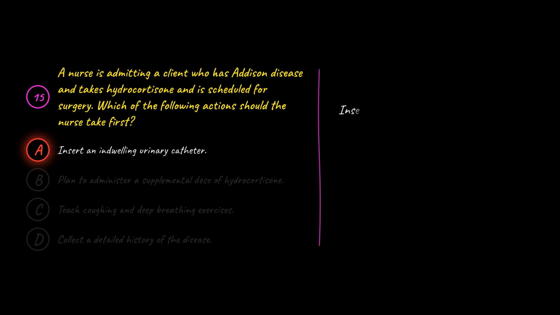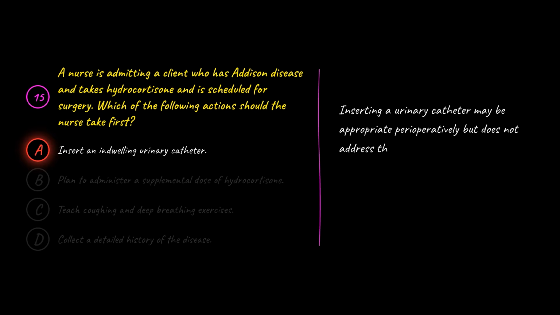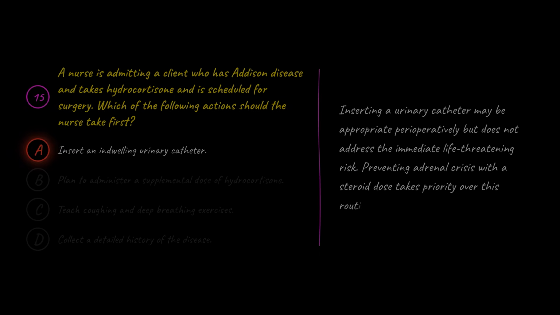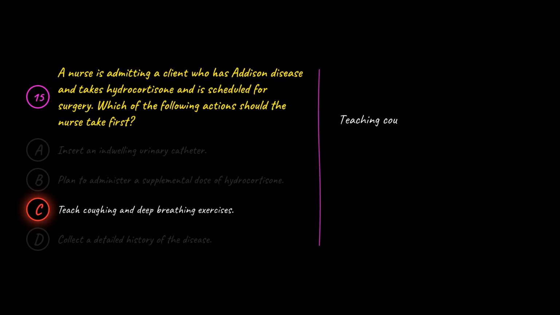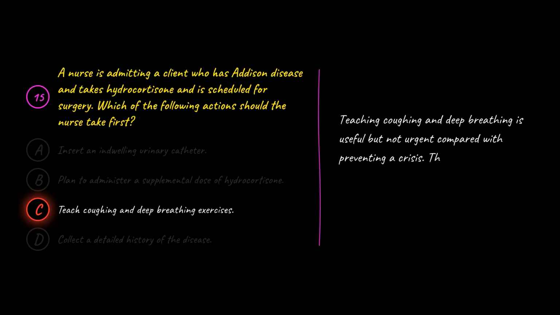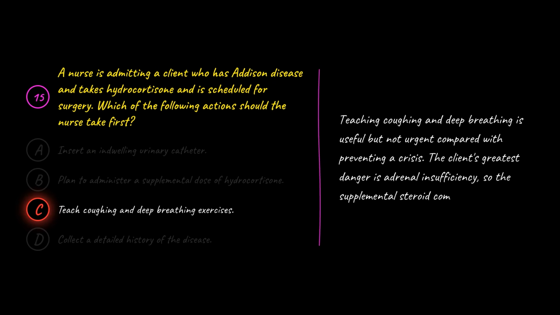A is wrong because inserting a urinary catheter may be appropriate perioperatively but does not address the immediate life-threatening risk. Preventing adrenal crisis with a steroid dose takes priority over this routine task. C is wrong because teaching coughing and deep breathing is useful but not urgent compared with preventing a crisis. The client's greatest danger is adrenal insufficiency, so the supplemental steroid comes first.